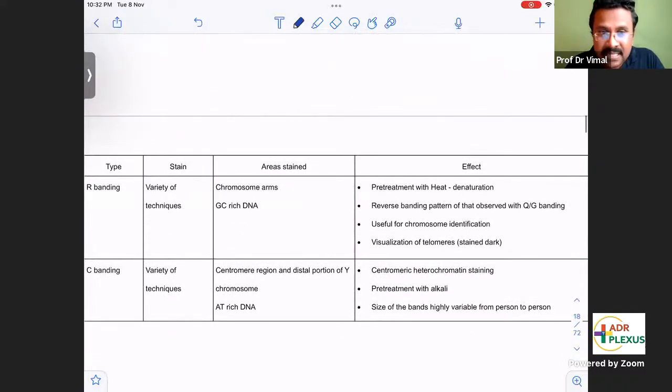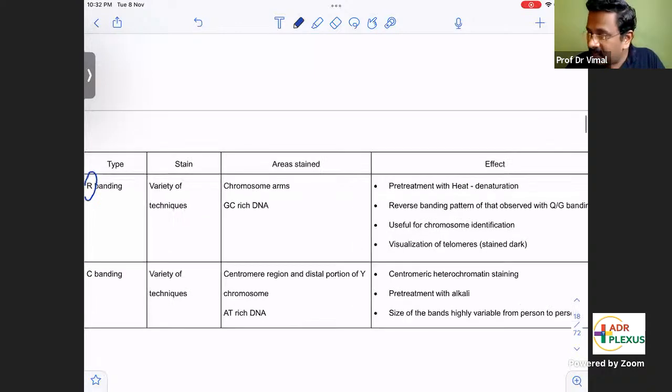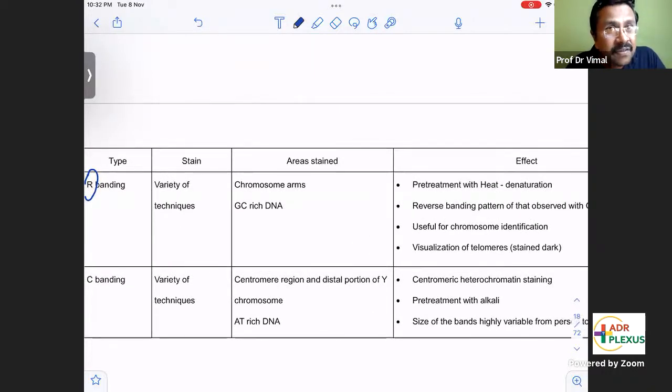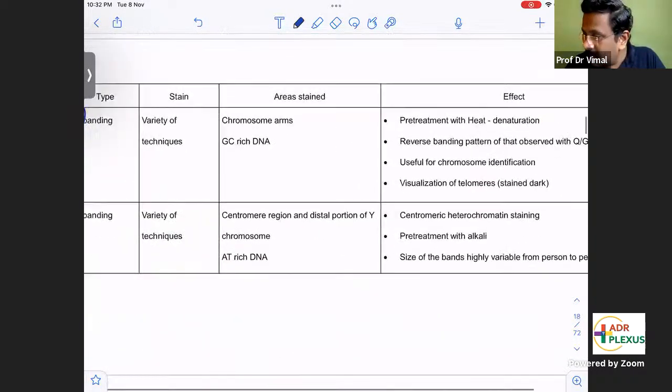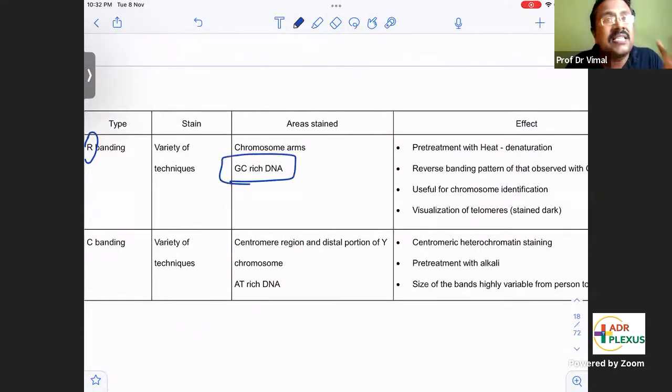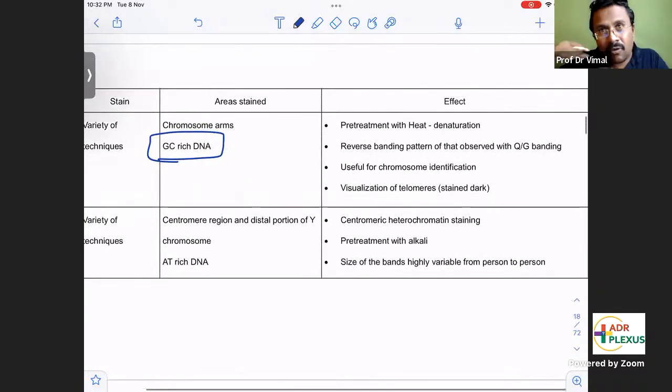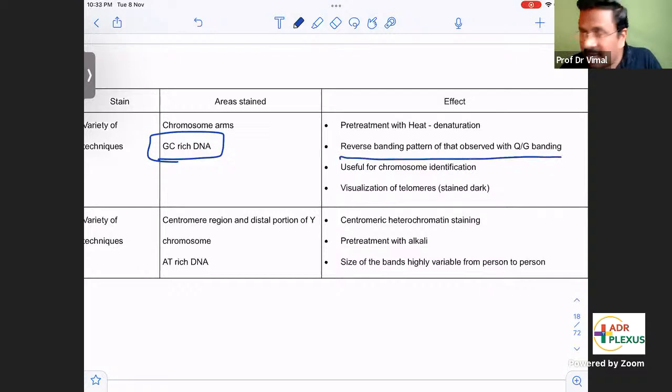Let us see the other banding, that is R banding. R stands for reverse. See here, in Q banding and G banding, you have stained the AT rich parts of the DNA. But in reverse, you will be staining the GC rich part of the DNA. So exactly the opposite will be happening. You will be seeing a reversed banding pattern. Whatever you observed in Q and G banding, here in R banding you will be observing in a reverse pattern. So this technique is useful for identifying chromosomes.